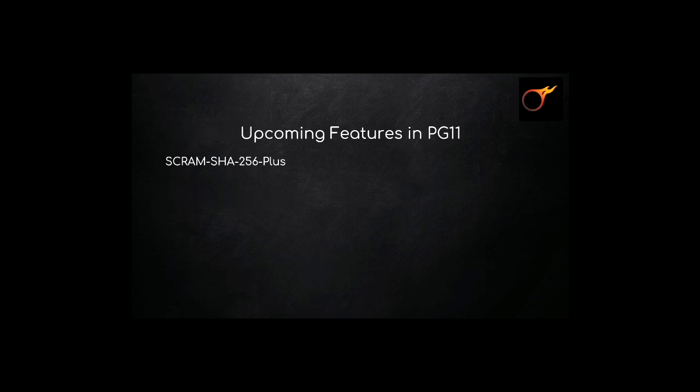Upcoming features in Postgres 11: SCRAM-SHA-256-PLUS. What is PLUS? SCRAM was introduced in Postgres 10, as I talked about in the beginning of the talk. PLUS is basically channel binding, which gives the ability to bind the client and the database server. So basically you can be sure that, whatever is happening after the initial handshake, the servers are actually the same ones that are talking to each other.